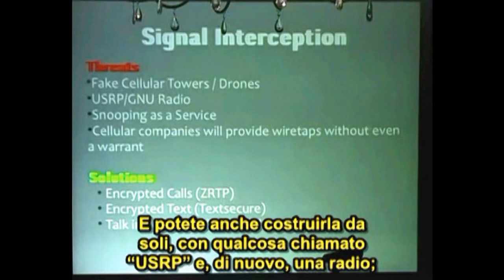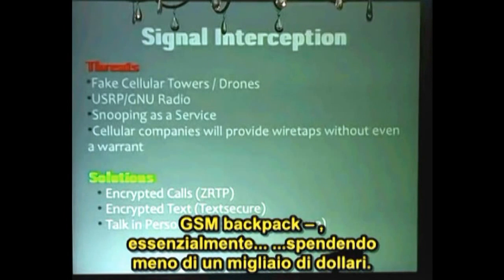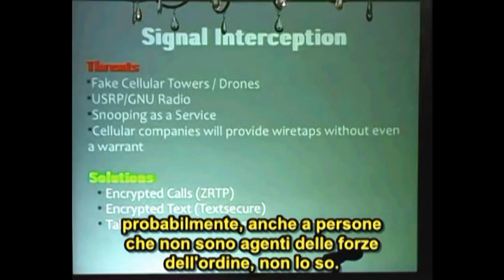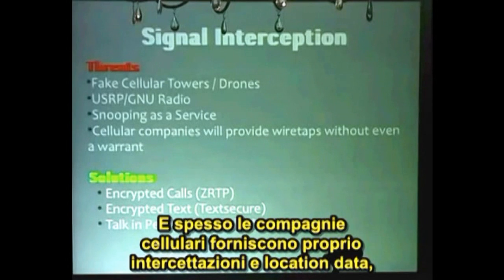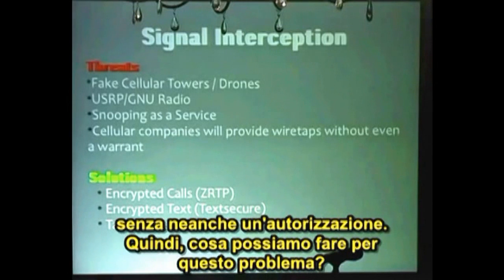And you can even build that yourself with something called USRP and GNU Radio. You can build your own GSM tower, your own GSM backpack essentially, for less than $1,000. In addition to drones, there are also companies that offer this as a service to law enforcement agents, and maybe to people that aren't law enforcement agents as well. I don't know. And often cellular companies will just provide wiretaps and location data, especially location data and who was at a certain cell site, without even a warrant.